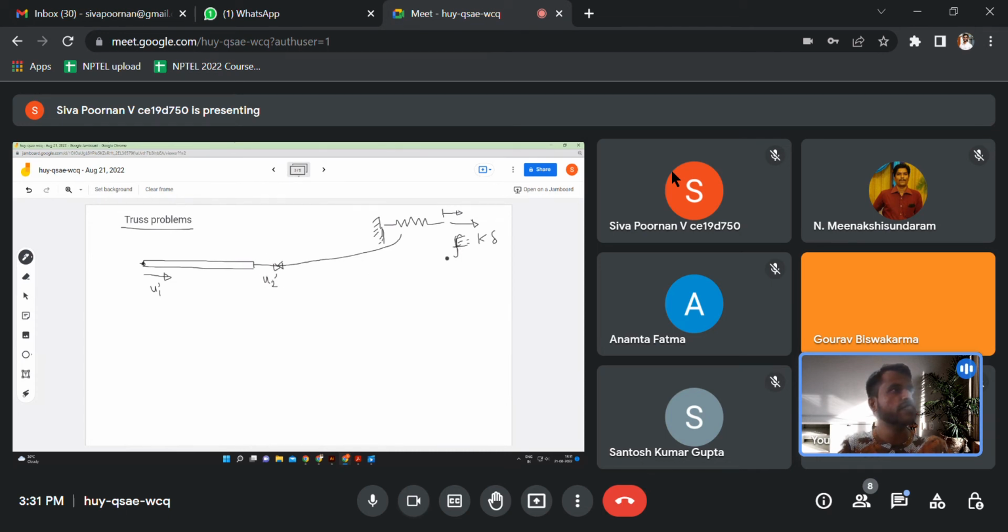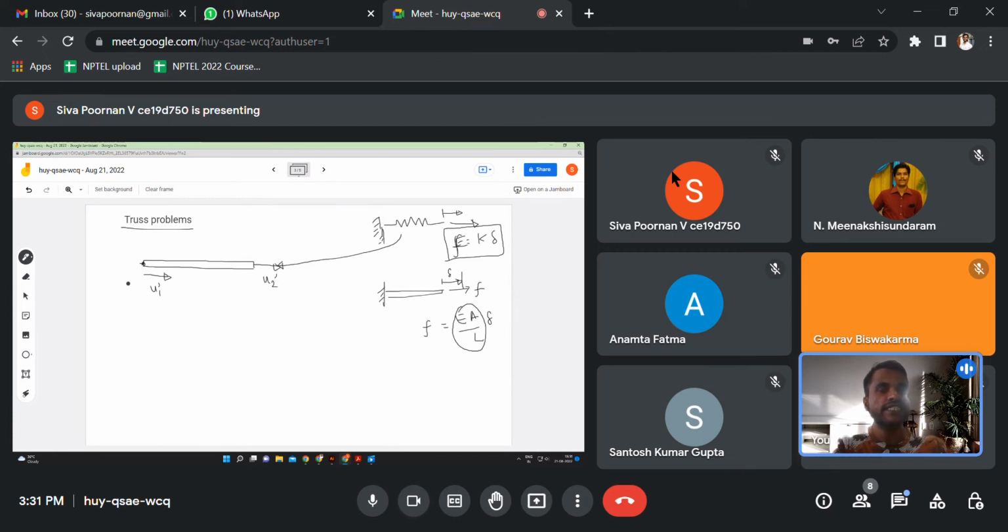We know this relation: stiffness, F equal to K delta. And if it was an actual bar, we also know what that K is. Let's say we take a bar and we apply a force F. So F equal to, we know the relation, EA by L times this delta. So this is the stiffness value we know already.